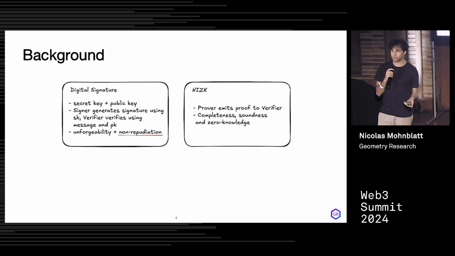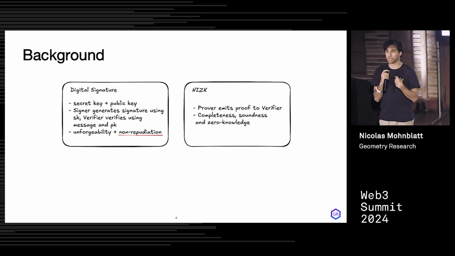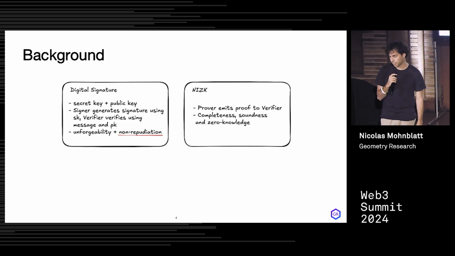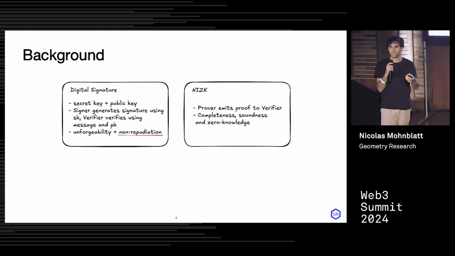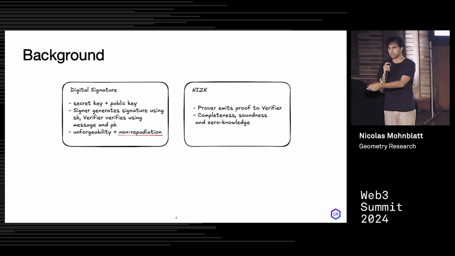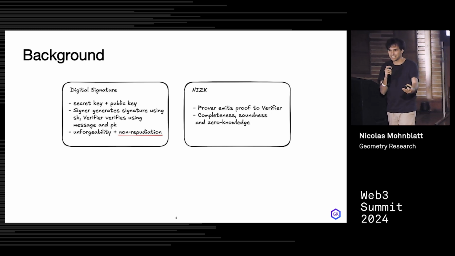The properties you get from this are unforgeability, which means if I don't have the secret key, I cannot produce a signature. And non-repudiation, which means if I see a signed message in the wild, it must have come from the signer, or their key has leaked, right? But let's say the key didn't leak, it must have come from the signer.